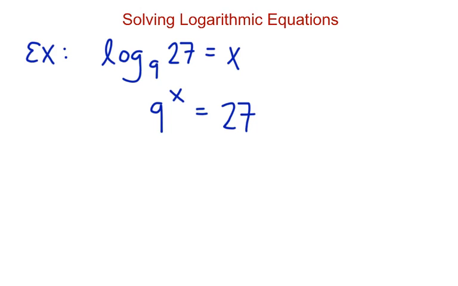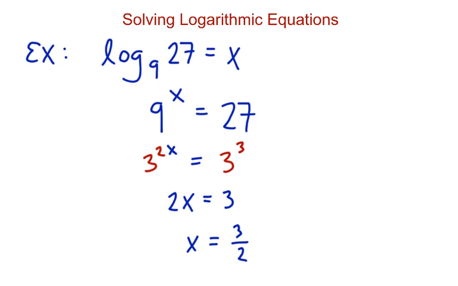9 is the same as 3 squared, still times x there, 2 times x, and 27 is the same as 3 cubed. So the bases match, therefore 2x must equal 3. I'm just setting the exponents equal, and dividing by 2, the value of x that solves this equation will be 3/2.